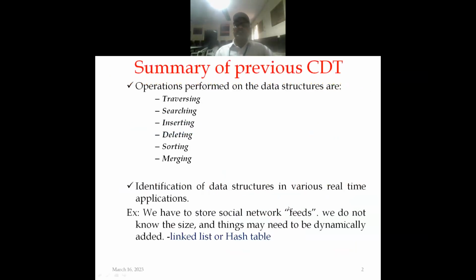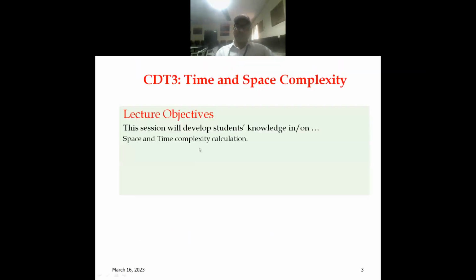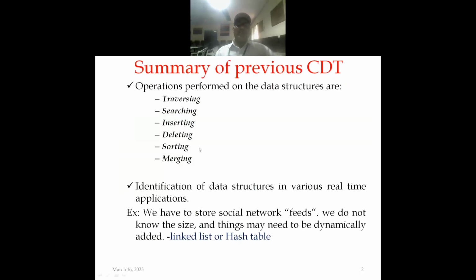So the summary of the previous classroom discussion is that the operations performed on a data structure are classified as traversal, searching, sorting, merging, insertion, deletion, etc. These are the different operations we can perform, and we also did the identification of the various data structures suitable for our real life applications.